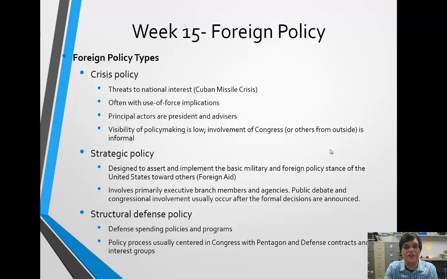And then finally, the structural defense policy. That's just basically how do we spend our money on defense. Defense spending and policy programs. Policy process usually centered in Congress since they're the one that deals with the budget, but the Pentagon and defense contracts and other interest groups are also involved as well to try to lobby for more money. So structural defense policy is just more dealing with the budget and trying to set up our overall system.